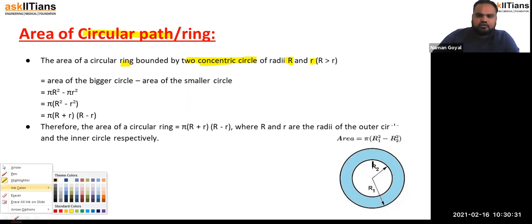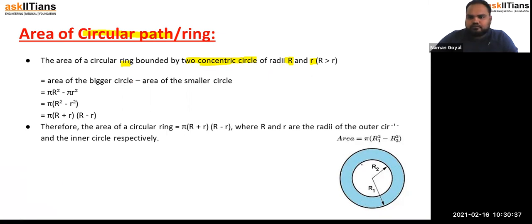See, if there is a circle with radius r2, and a circle with r1, or we can take capital R and small r. So if there is a large circle and a smaller circle, you can take r2 and r1. So the area of that shaded part, why is it not visible? Let me check, give me a minute. Yes, now it shows. Now see, I have to remove this.